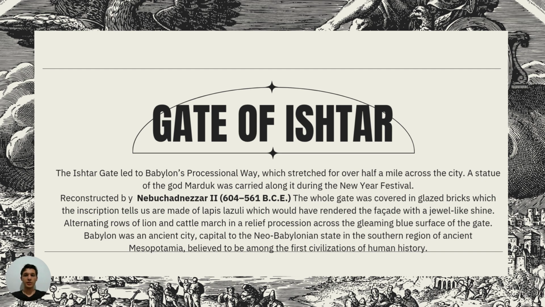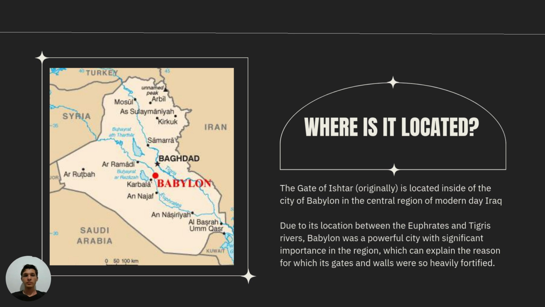These animals were not only of decorative means, but they also had a symbolic and even religious meaning that connected them to Babylonian gods and the protection that was required from them. Now, to summarize, the Gate of Ishtar represented wealth, power, and even artistic sophistication of the ancient Babylonian civilization.